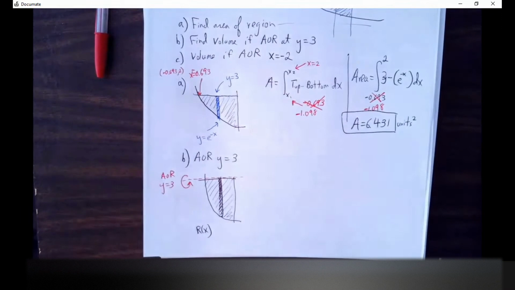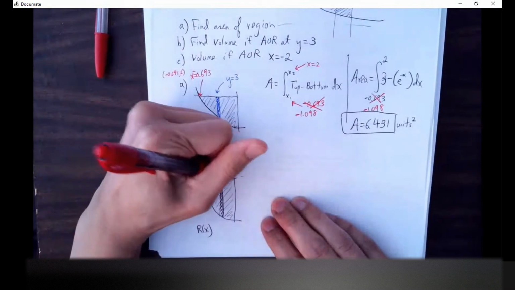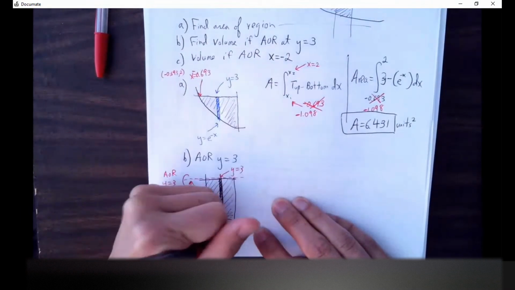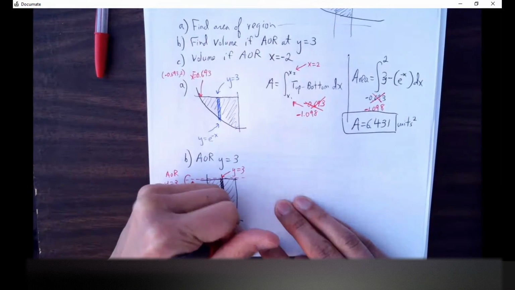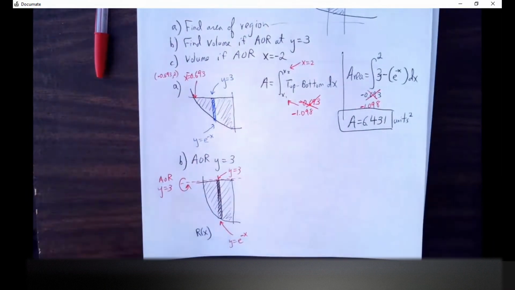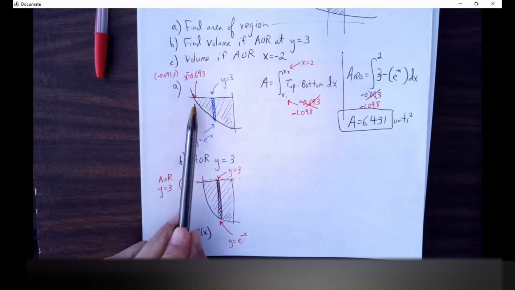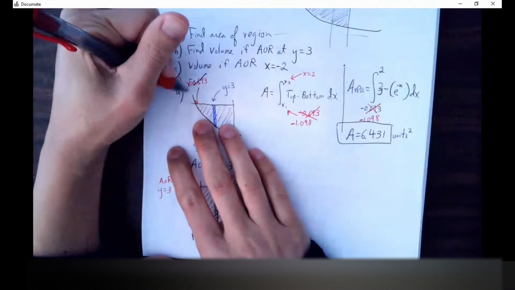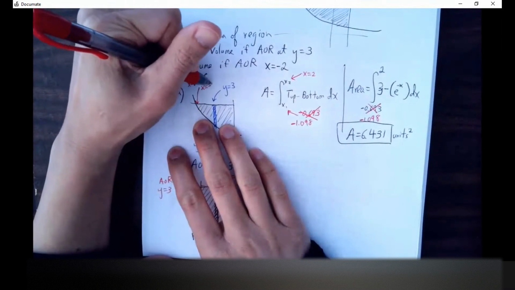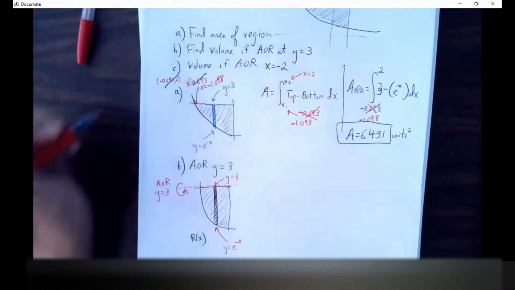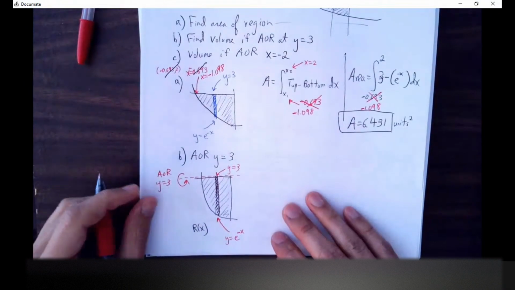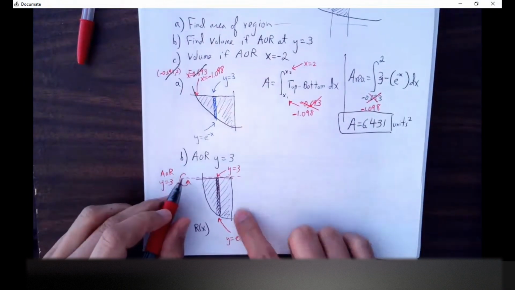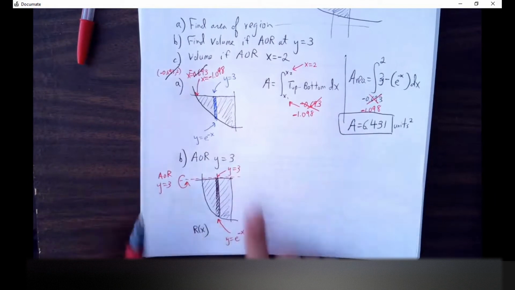All right, top minus bottom. This is at y equals 3, and this is at y equals e to the negative x. We're going from the left to the right value. Our bounds are still going to be negative 1.098 all the way to 2, because 2 is our vertical line there.